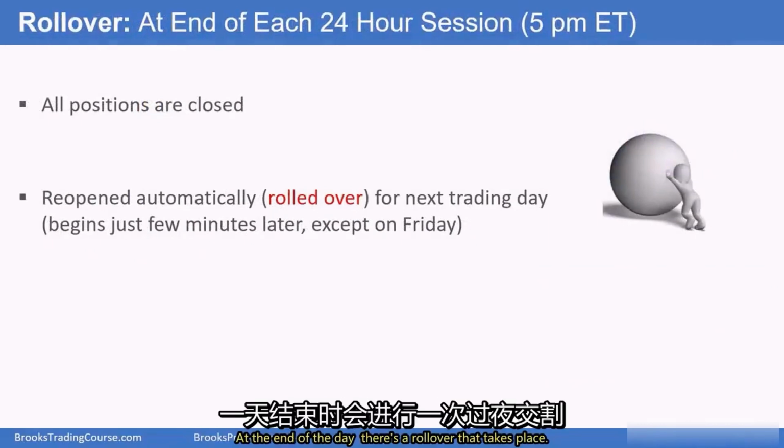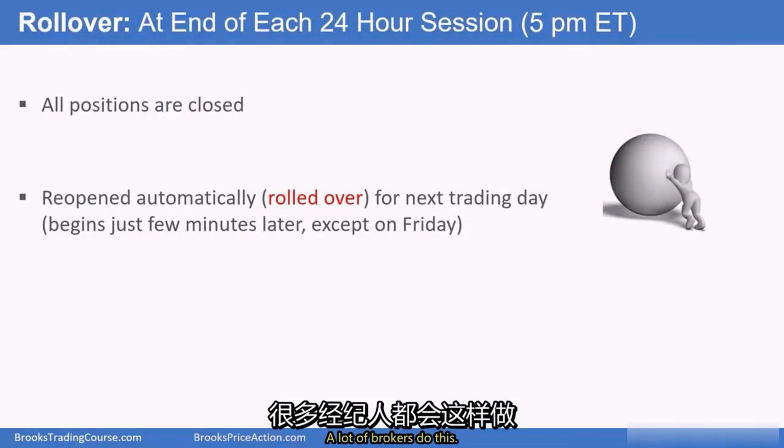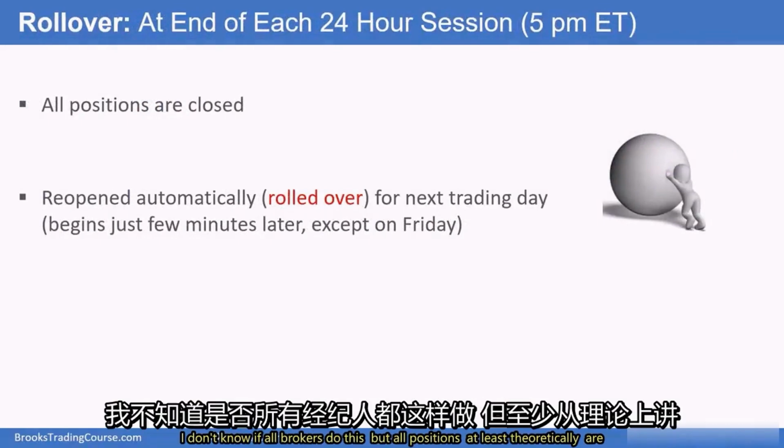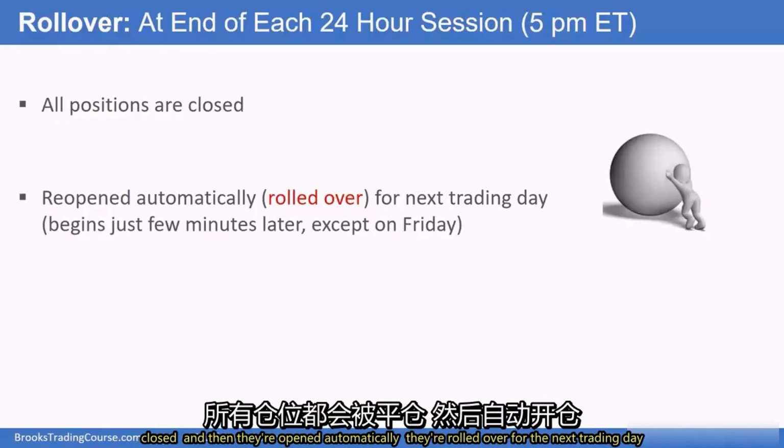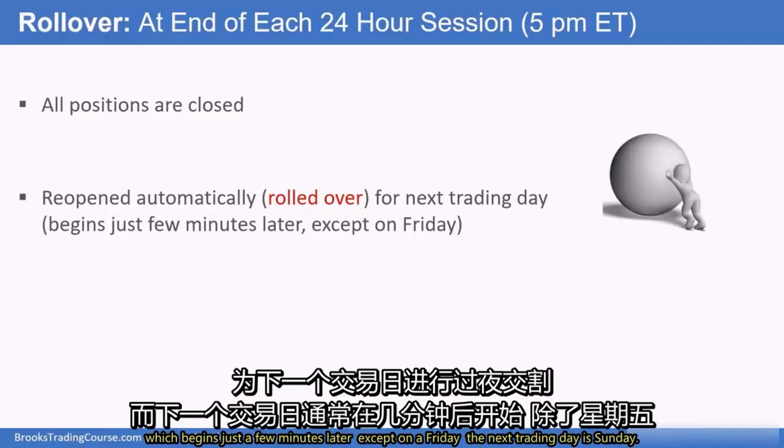At the end of the day, there's a rollover that takes place. A lot of brokers do this. I don't know if all brokers do this, but all positions, at least theoretically, are closed, and then they're opened automatically. They're rolled over for the next trading day, which begins just a few minutes later, except on a Friday. The next trading day is Sunday.